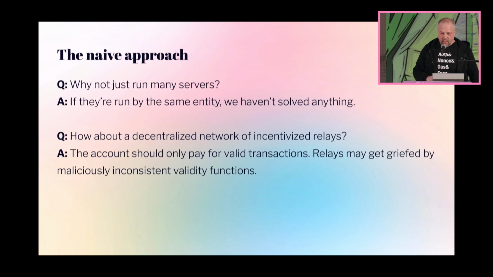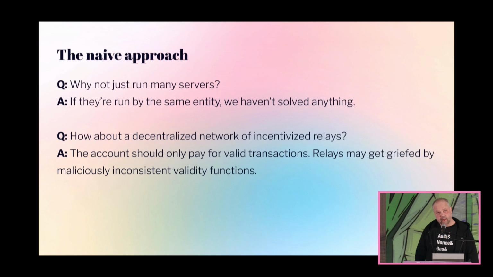Now, let's try to naively solve this problem. One way to do it is to say, let's have many servers. What if the wallet company runs multiple servers, not one? Well, that doesn't change anything, because the servers are still operated by the same entity, so they would go down together, or they would censor together, or front run me together. So it's like one server. The next logical step would be to make it a decentralized and incentivized network of relays. Then it's no longer operated by one entity, and problem solved.